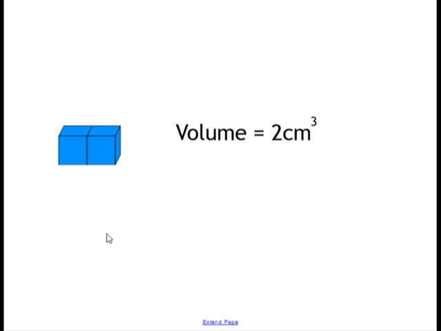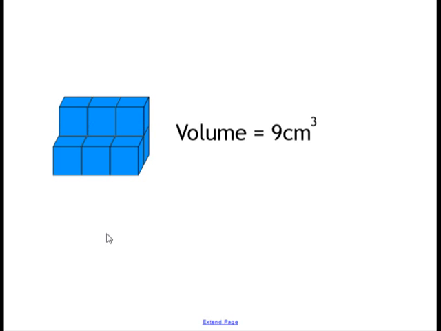If I add another one exactly the same, I've got 2 centimetre cubed. And another one I've got 3 centimetre cubed. I could put 3 in the front and have 6 centimetre cubed, 9 and 12 centimetre cubed.